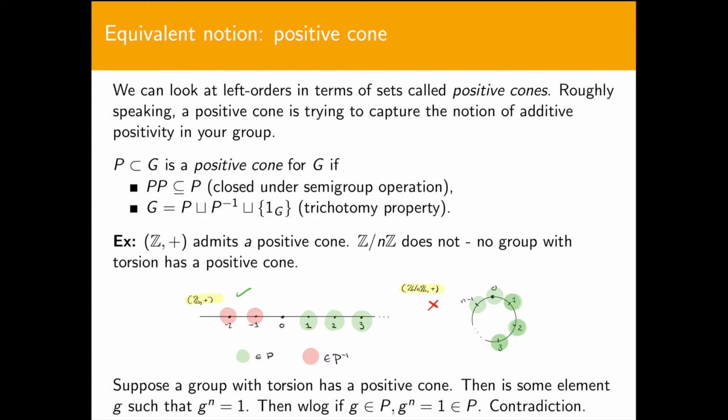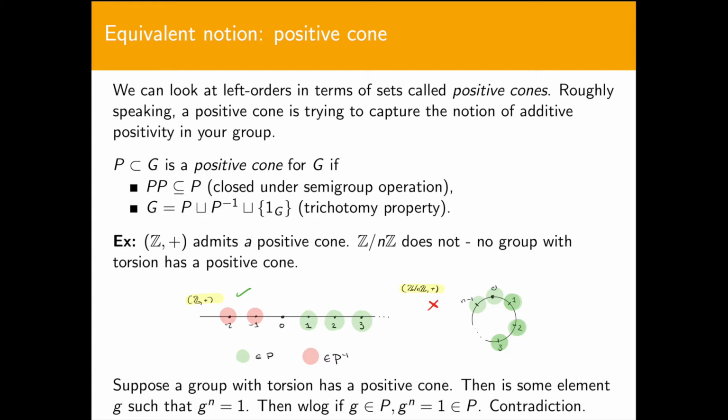So for example, Z with respect to addition admits a positive cone, which is all the positive elements. Now we said that positive cones are an equivalent notion to left orders, so Z also admits another positive cone, because Z has 2 orders, right? Which is just all the negative elements.